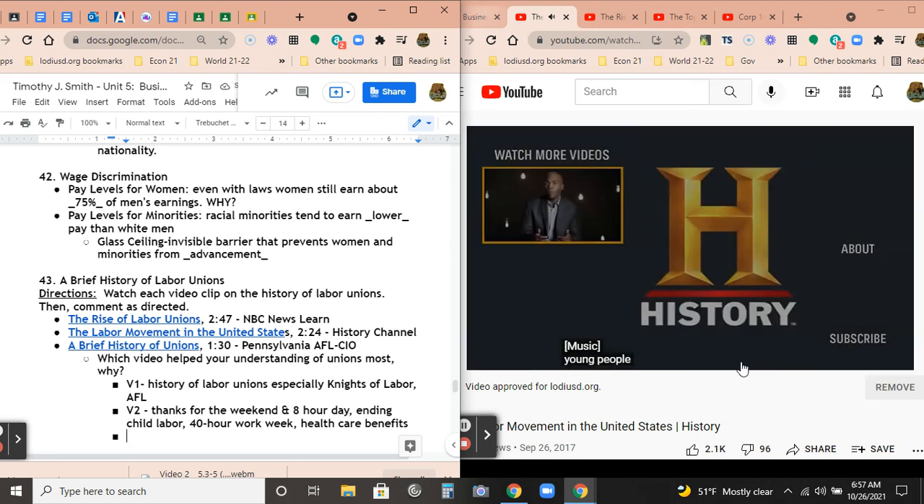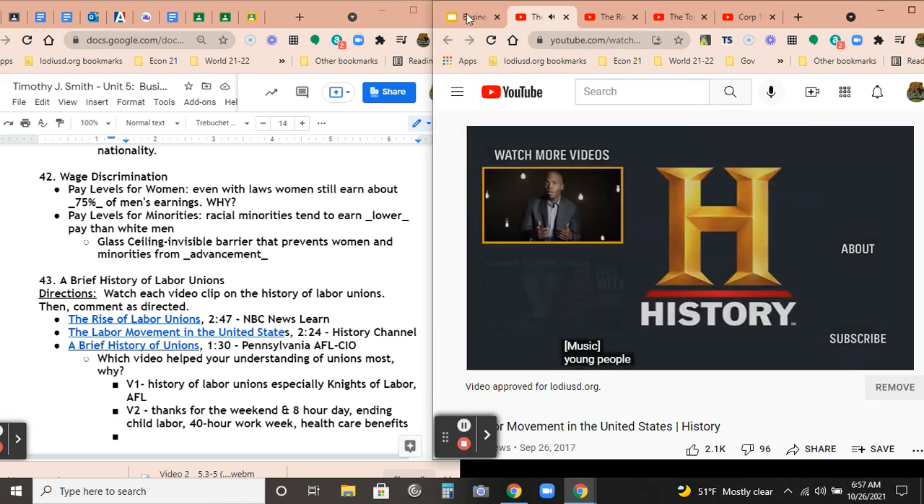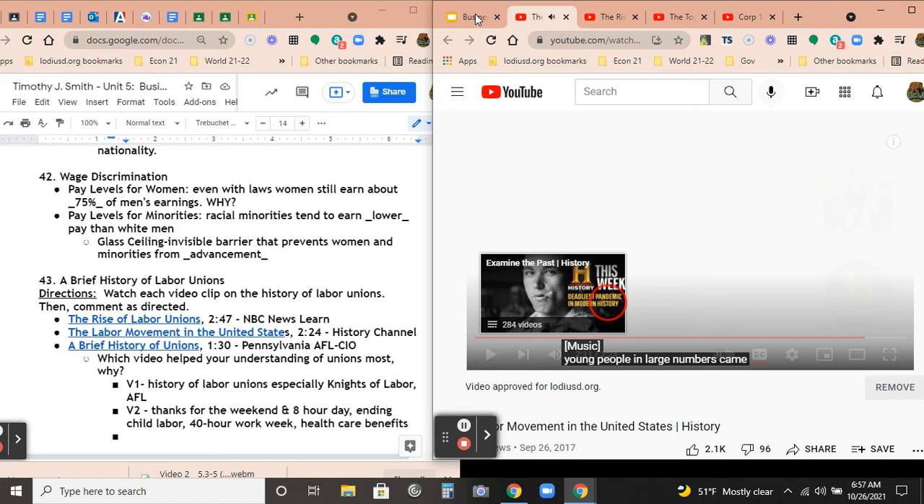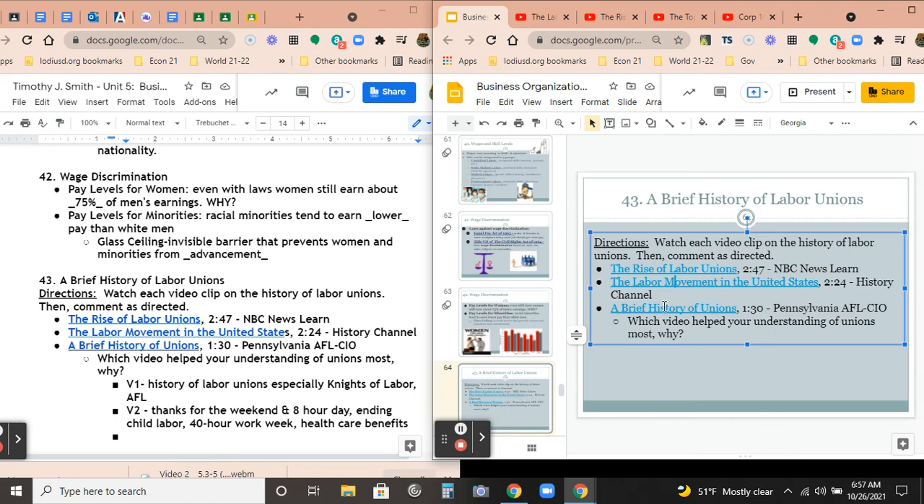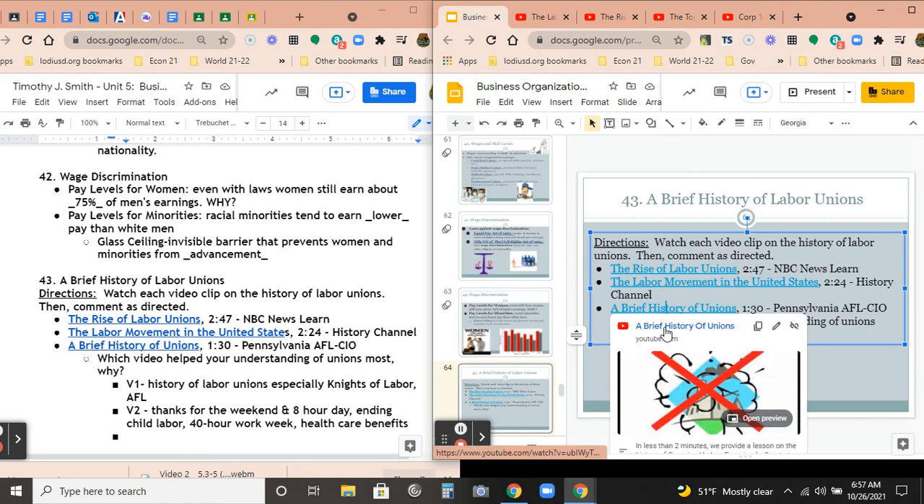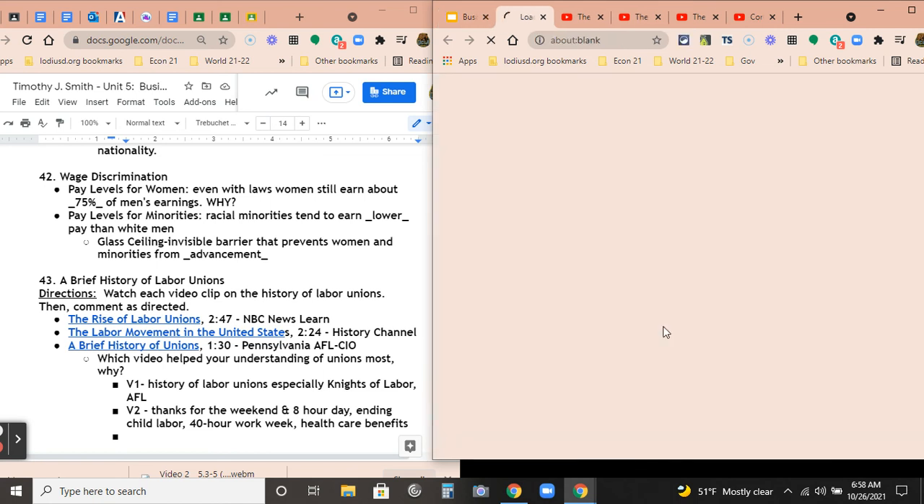Let's go to the next one. I think the notes are going to make it easier for me to pick which one I like the best, or which one I think helped me understand unions the best.